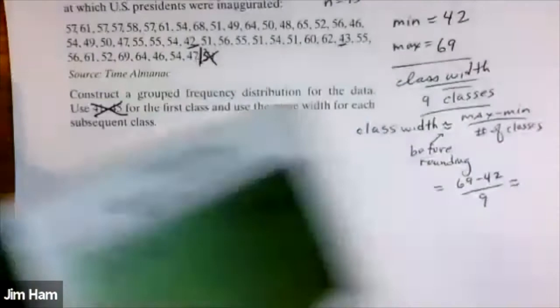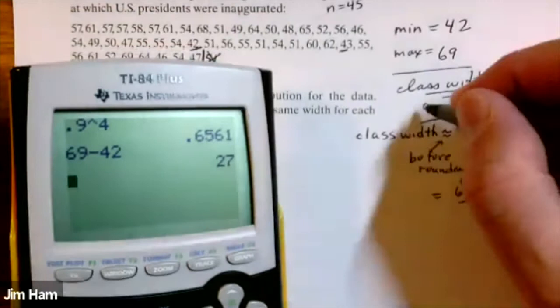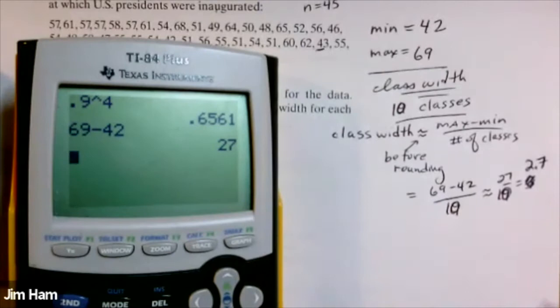And this is approximately 27 divided by, so I think three will work here. All right, I didn't think I was going to get a perfect decimal there. So let me just increase this to 10. I wanted to show you the rounding piece. So if we have 10 classes and we take max minus min divided by 10, we get 2.7.